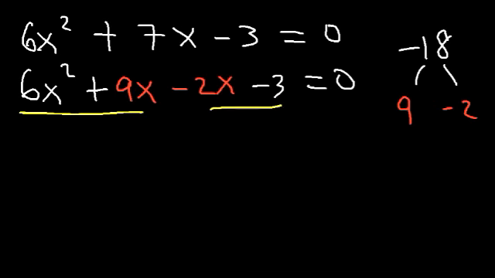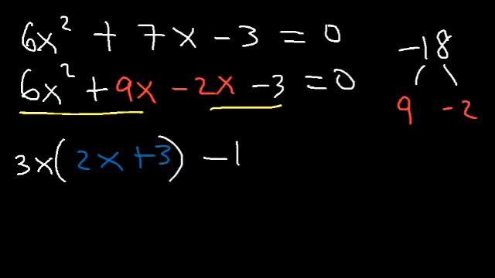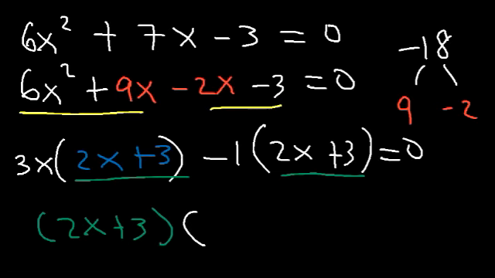In the first two terms, take out the GCF. 3x can go into 6x squared and 9x, so let's remove 3x. 6x squared divided by 3x is 2x. And 9x divided by 3x is simply 3. In the last two terms, let's take out a negative 1. Negative 2x divided by negative 1 is 2x. Negative 3 divided by negative 1 is 3. So we have a common factor of 2x plus 3. So let's take that out. And within the other parentheses, it's going to be the 3x and the minus 1.